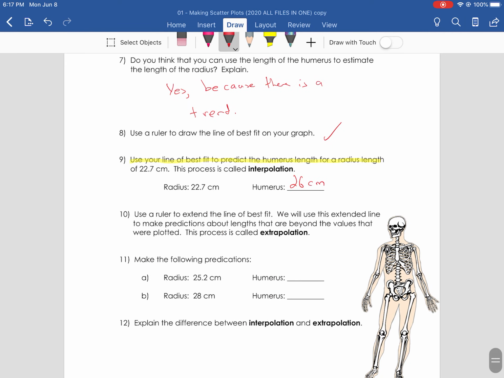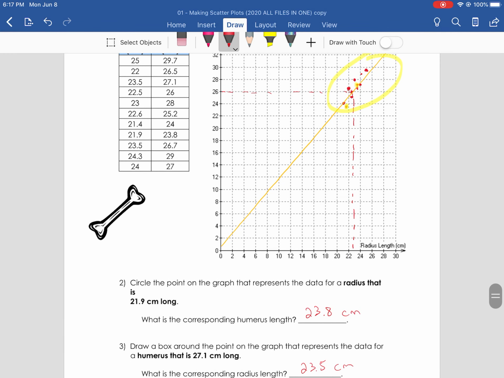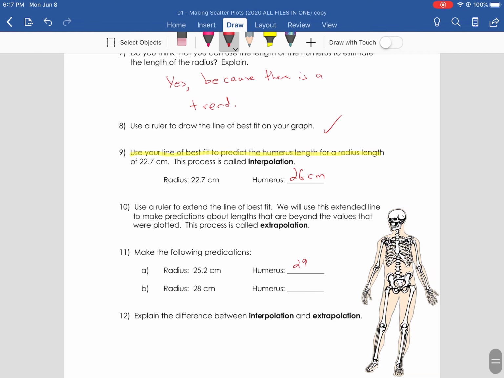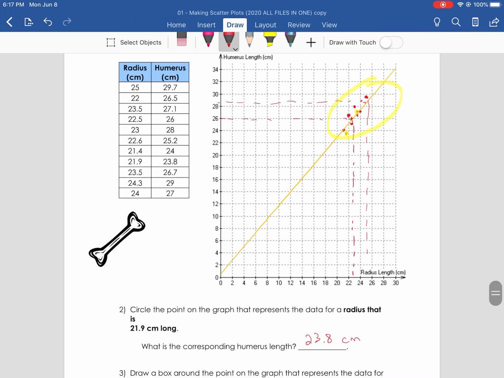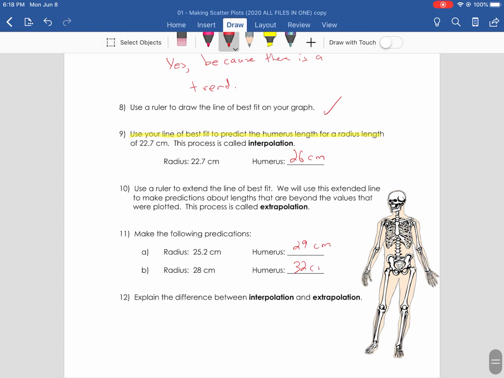Next, make the following predictions. Radius 25.2 would be right about here. Up to the dots, right about there, halfway between 28 and 30. Looks to me about 29. You will do better with your calculator than I was able to do, or with your ruler. And then radius 28. Ooh, that's way out here. Interesting. That's outside the dots. I had to use the line of best fit this time to get humerus length 32.